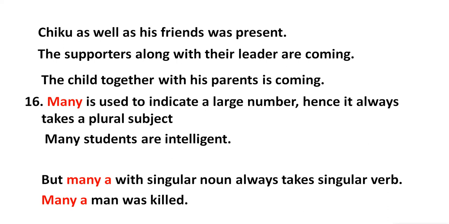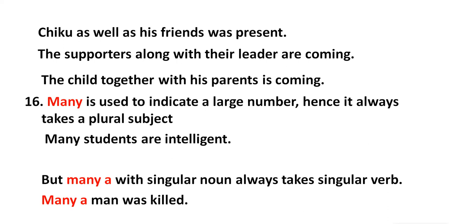First of all, which is the first subject? इसमें फर्स्ट सब्जेक्ट क्या है? चीकू. Chiku is the first subject, so we will use the verb according to the first subject. ठीक है, तो चीकू सिंगुलर है तो वर्ब भी क्या होगा? सिंगुलर होगा. That is why we have used was. Okay, हाँ, if the first subject is in plural form, then we will go with plural verb.